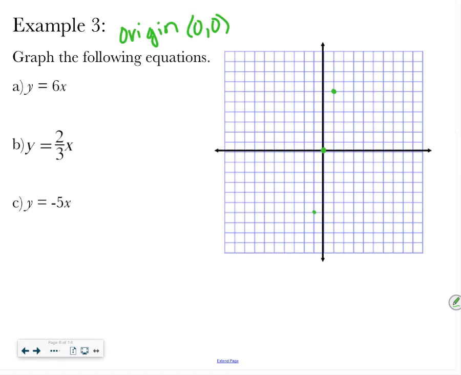And then I'm going to do my best to connect these dots in a nice straight line, but I'm not using a ruler or anything, so it's not my straightest line, but it works.